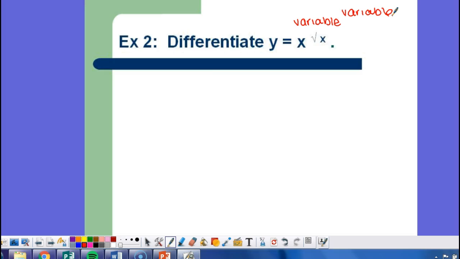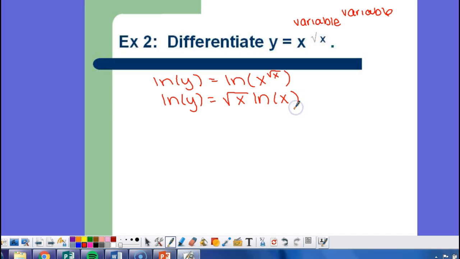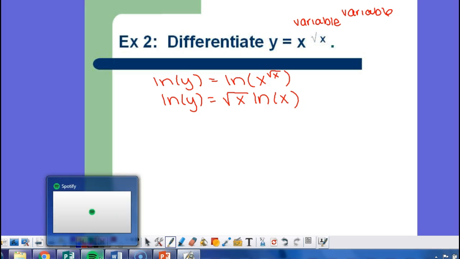So a variable to a variable, if you would see it, needs to have you ln both sides. So if you have a variable to a variable, you automatically need to ln both sides, because we don't have a formula for differentiating this otherwise. You can't use the a to the u rule. It doesn't work, because that only works if the base is a coefficient or a constant that would give you that natural log of it. So we have to ln both sides. Bringing out that root x. And then deriving.